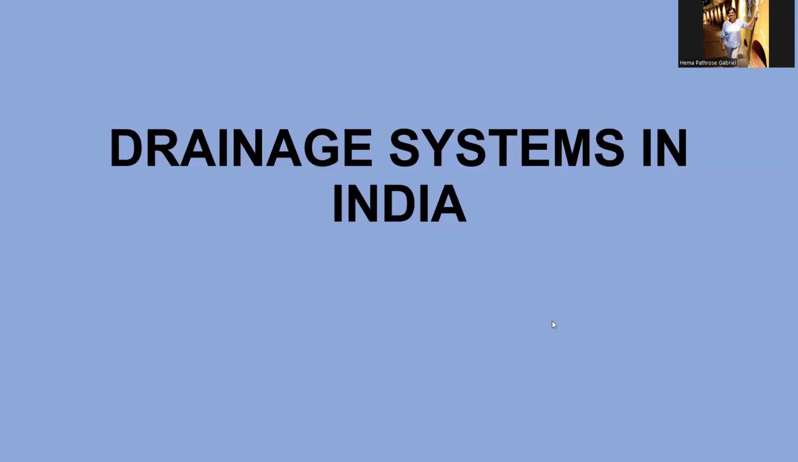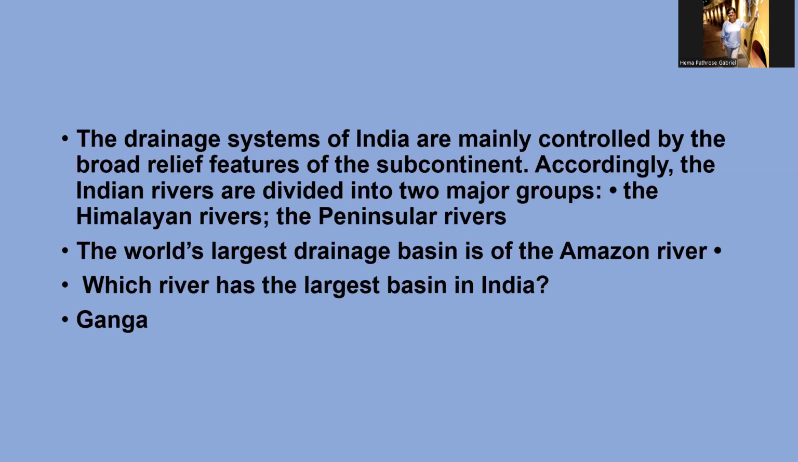Let us study the topic drainage systems in India. The drainage systems of India are mainly controlled by the broad relief features of the subcontinent, especially the mountains. From mountains or highlands, rivers originate. Accordingly, we can divide the Indian rivers into two major groups, the Himalayan rivers and peninsular rivers.